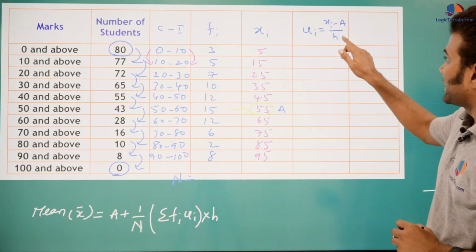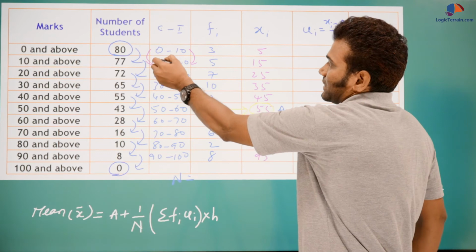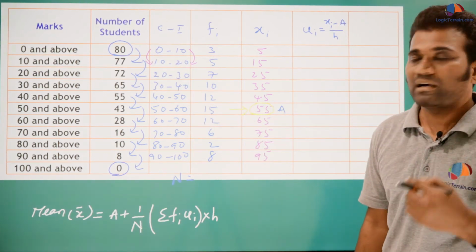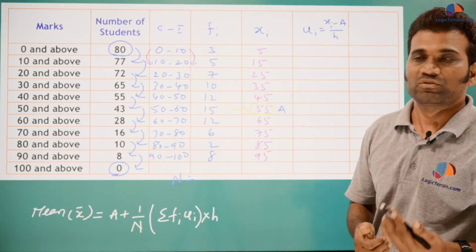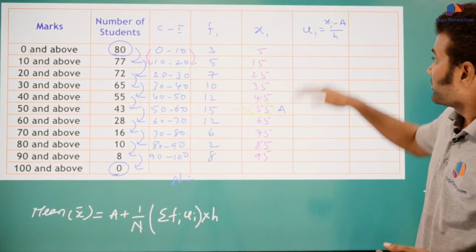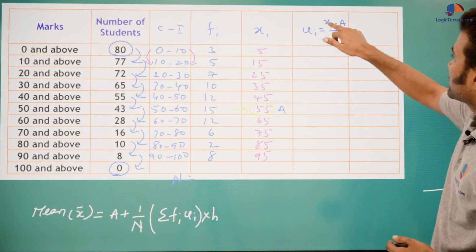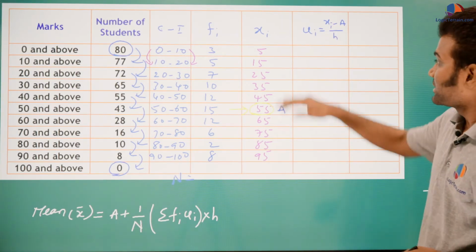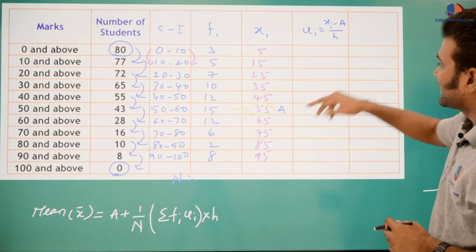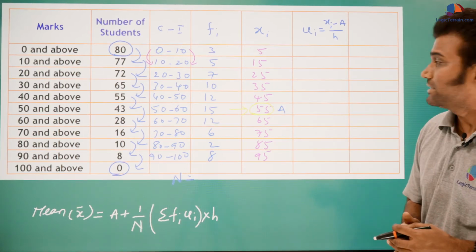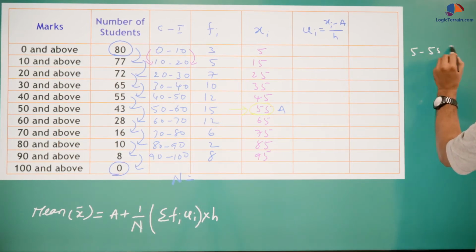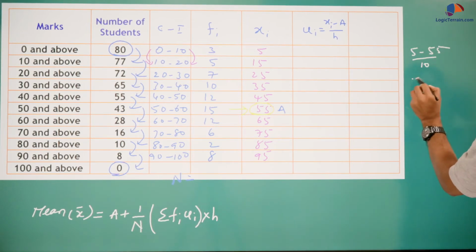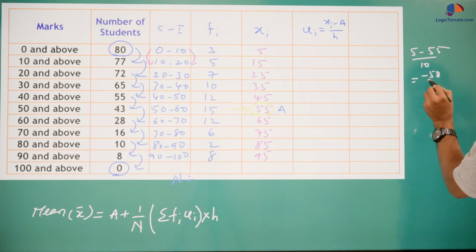So I'll take this as a. And h is the length of the class interval, the difference of any two lower limits or upper limits, 10 minus 0 is 10, or 20 minus 10 is 10. So we got h as 10. Now if you substitute that, ui is equal to (xi minus a) upon h. Here first xi is 5 and a is 55, right? 5 minus 55 upon h, that is 10. You will get minus 50 upon 10, which is minus 5.